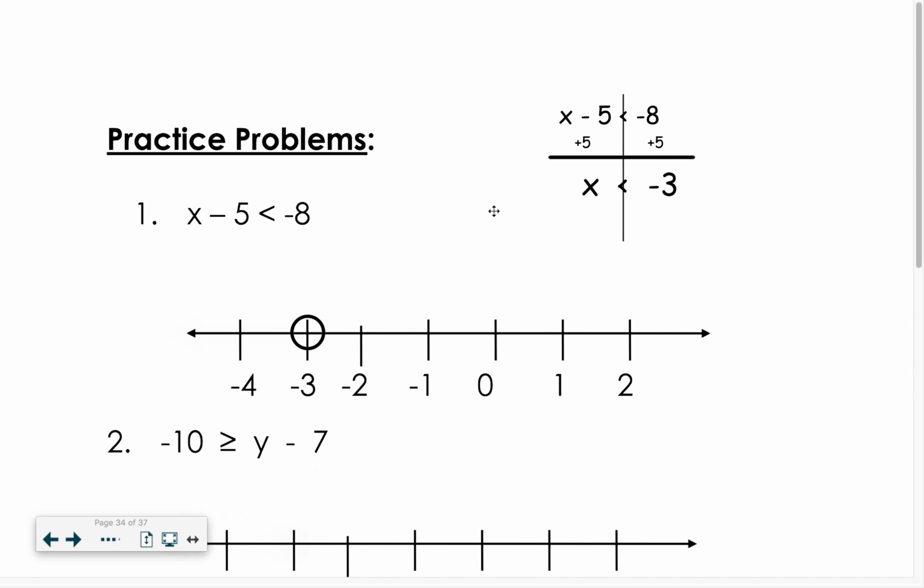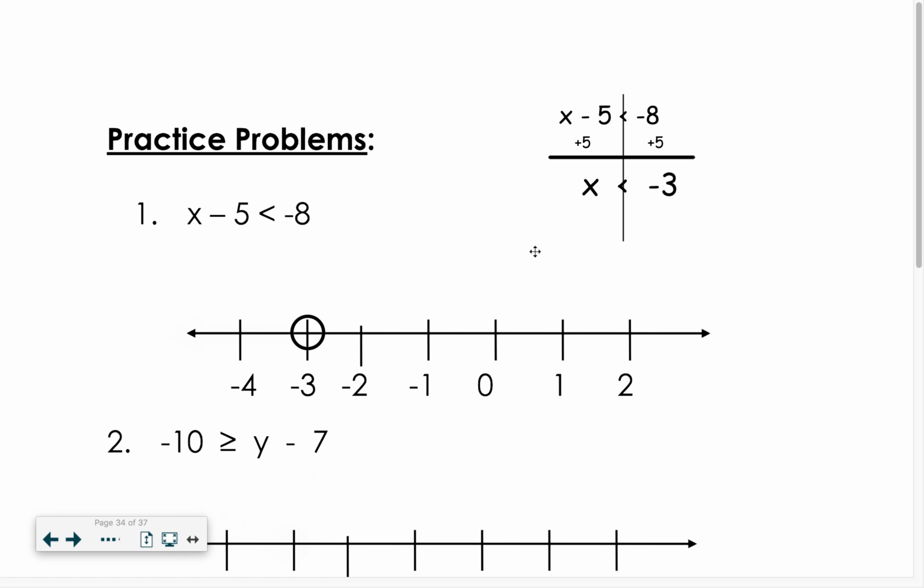Then I have to ask myself, am I going to shade right or am I going to shade left on this number line? To determine that, I pick a number from each side of the circle, each side of that answer, and I ask which one works when I put it into my inequality.